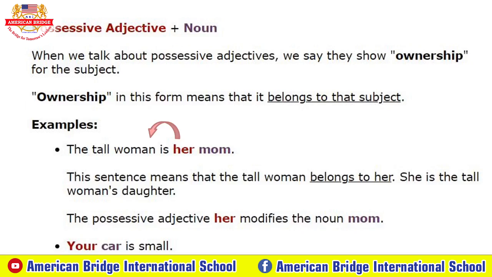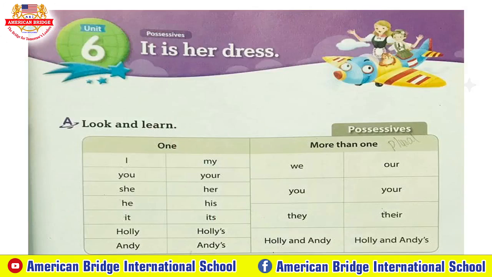So I hope that you understand possessive adjective plus noun correctly, and you can write down this one into your notebook. But if you are not clear, you can ask the teacher in our group. So now let's move to our book. You can see here the possessive table. How many columns do we have here? We have 4 columns, one and more than one.